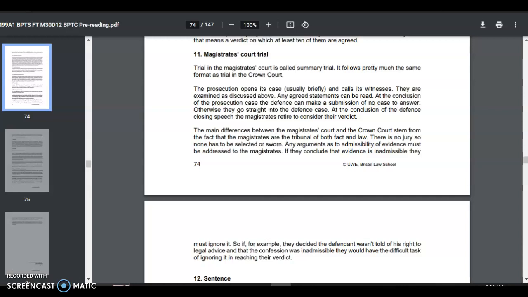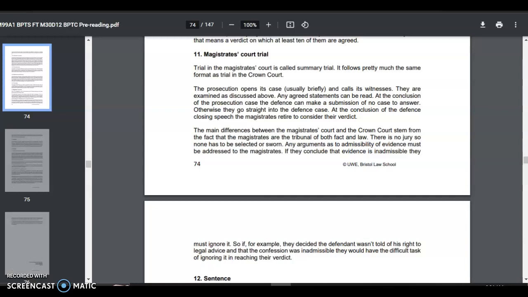The prosecution opens its case and calls its witnesses. So the prosecution is the one who opens the case and tells the brief story about the case to the judges and not to the jury. They are examined as discussed above. Then they call witnesses, and then witnesses are examined in chief, cross-examined and re-examined.